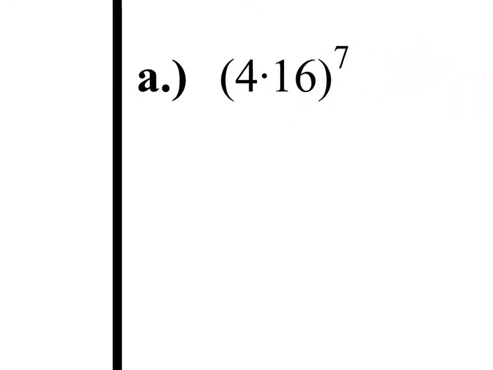So 4 has a power of what right now? If you don't see a number, what power does it have? 1. And 16 is also to the first power. So now you're going to multiply, because you're keeping the base and multiplying the exponents. 7 times 1 and 7 times 1. So it would be 4 to the 7th times 16 to the 7th. And if you want to keep it in parentheses, you can, but you're doing power to power, so it kind of comes out of the parentheses.